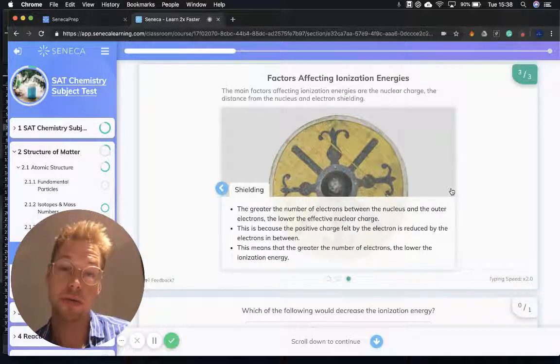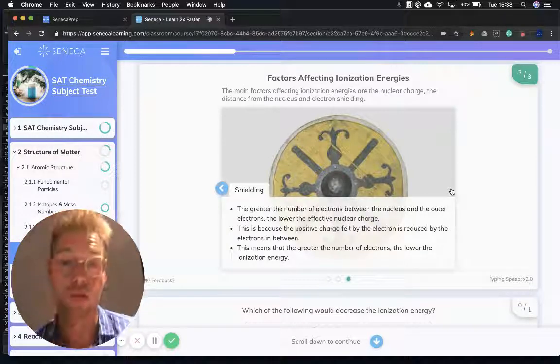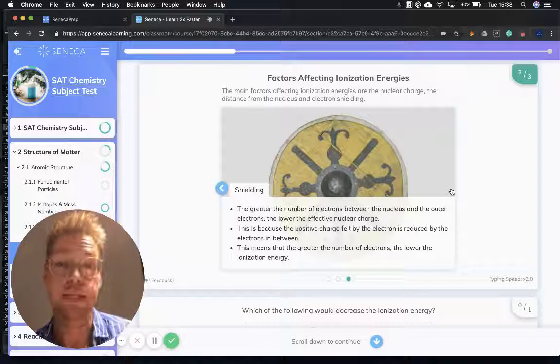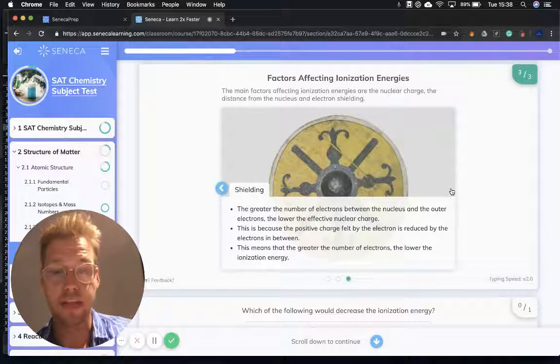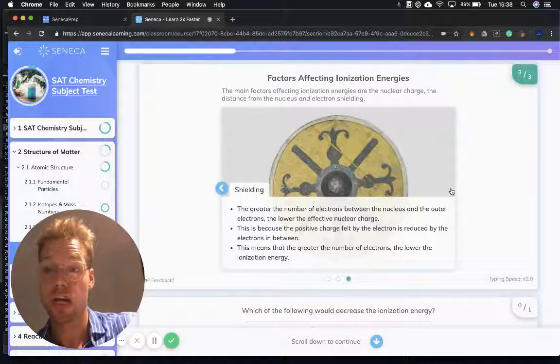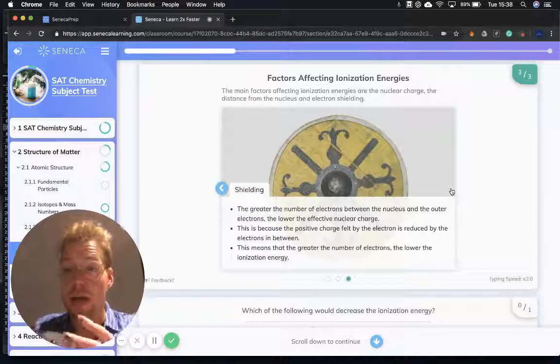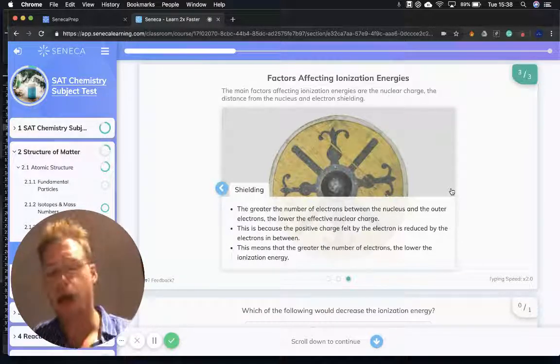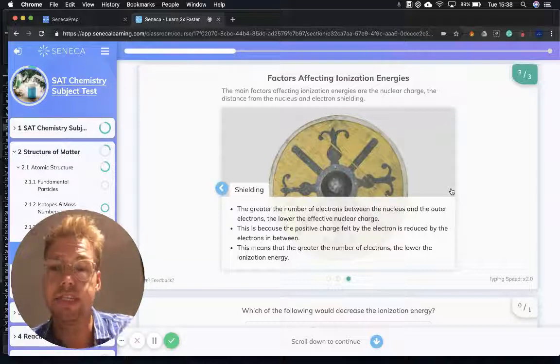Next, we talk about my favorite one, shielding. The greater the number of electrons between the nucleus and the outer electrons, the lower the effective nuclear charge. So what does that basically mean? It means that the positive charge felt by the electron is reduced by the electrons in between. So the greater the number of electrons, the lower the ionization energy. This is particularly true when you go into a new shell. When you add a new shell of electrons, those inner shells are going to repel each other, make that atomic radius even bigger, and shield that positive charge from the nucleus. It's like, it's greedy. It's like, nah, I'm closer.